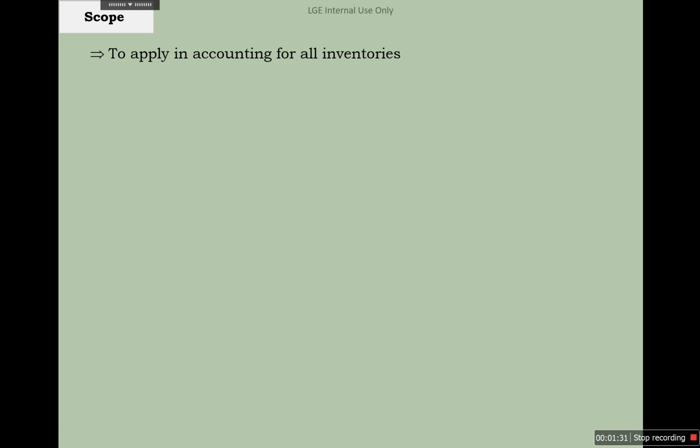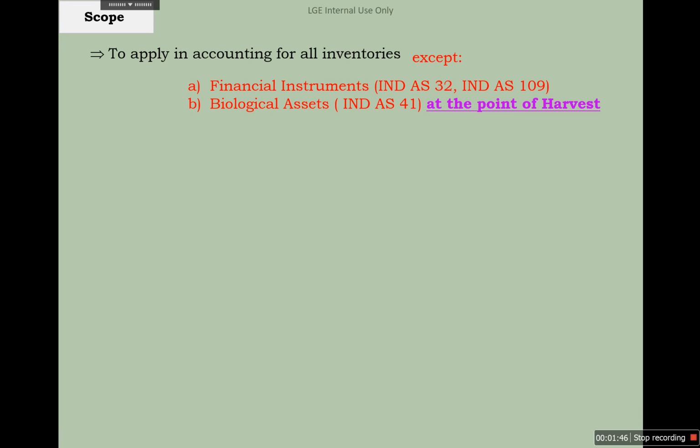Scope of Ind AS 2: it is applied to all inventories, and there are two types of exclusion. One is the complete exclusion where Ind AS 2 does not apply, and the second exclusion is in respect of the measurement requirements only. So 100% exclusion is in respect of the financial instruments. Ind AS 32 and 109 deal with the financial instruments, and the biological assets at the point of harvest are out of the scope of Ind AS 2.